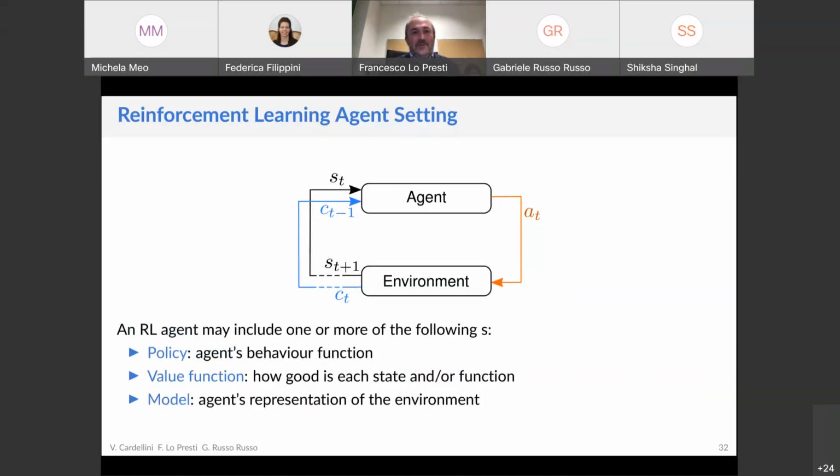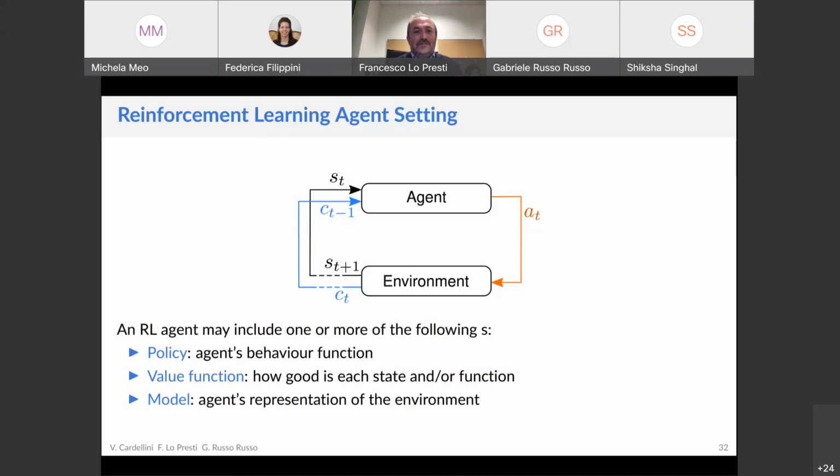Before getting into detail, just a rough idea of what makes a reinforcement learning agent. It is characterized by a policy, which basically describes how the agent behaves. And a value function, which is its own measure of how good each state or each action is. And then a model, which basically is how the environment is perceived or represented by the agent itself.